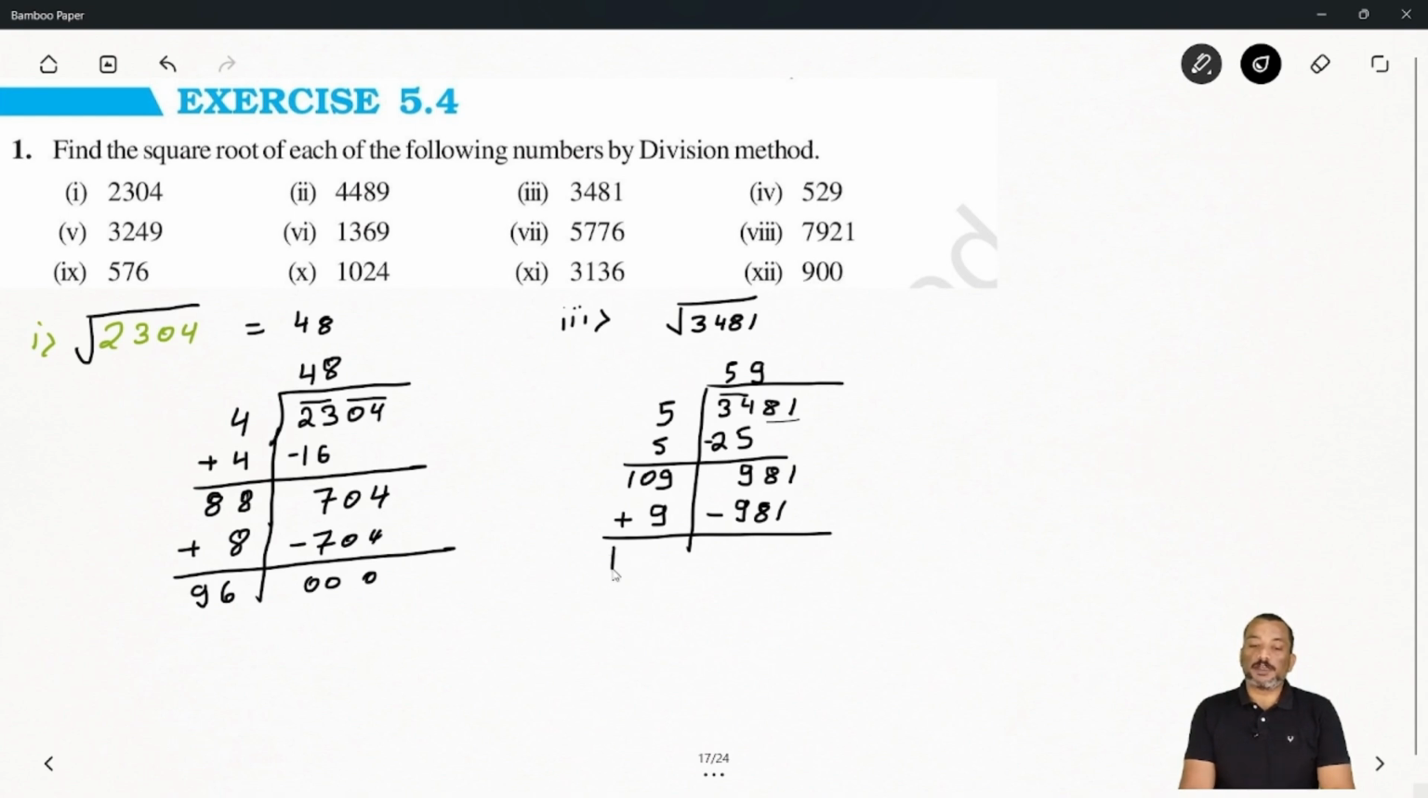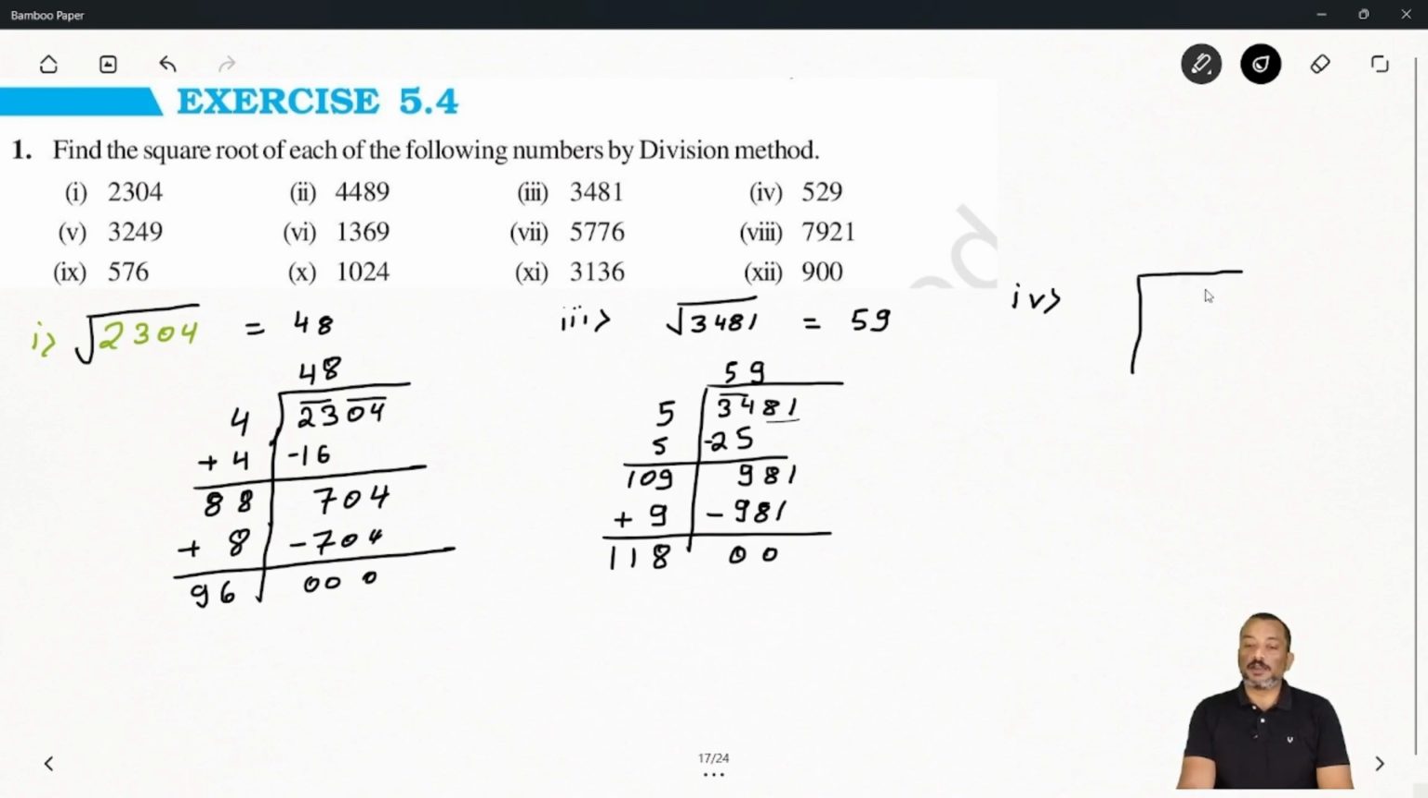This one you get 118 and here you get 0. Okay, which means the square root of 3481 is 59. Hope it's clear. Now same way we can do question number 4. You can try. Yeah, let's try question number 4, because here it's a 3-digit number. So let's try.